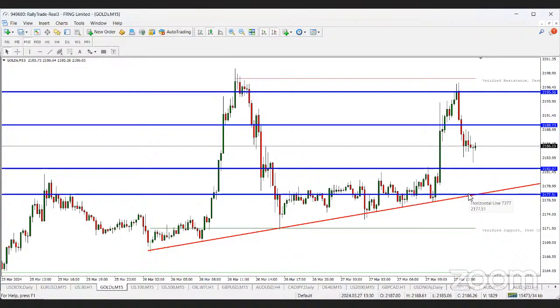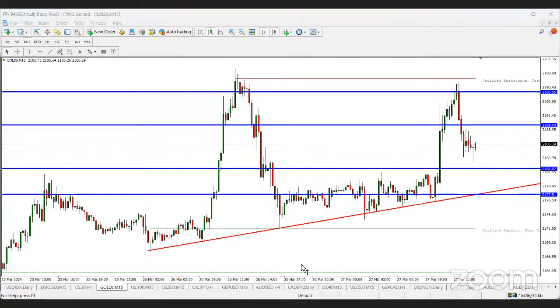I'm looking out for 2190 to buy to 2195. I'm also considering 2182 to sell to 2177. So I have 2190 to buy to 2195, and then I'm looking at 2182 to sell to 2177.